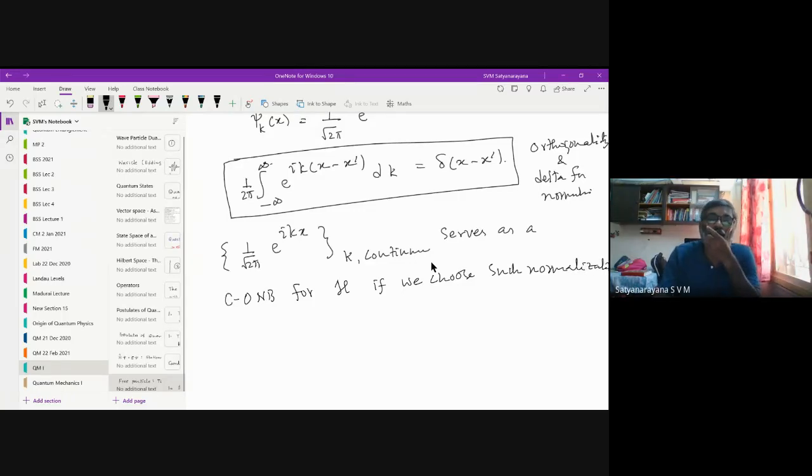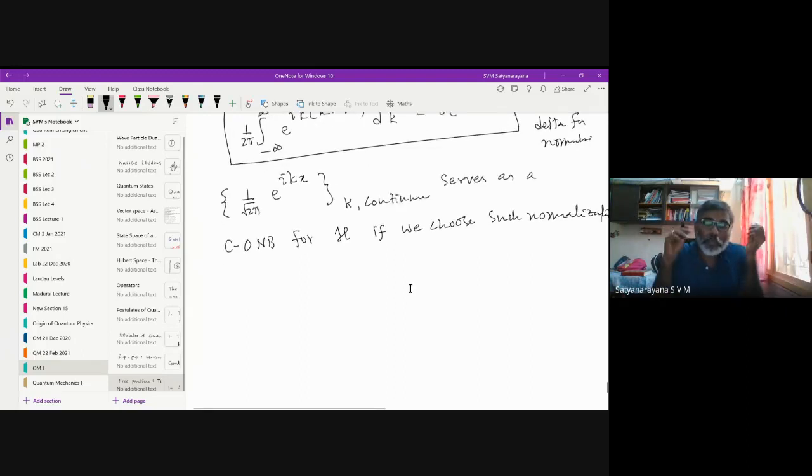Okay, if we have a coordinate basis, maybe the particle will not be having this wave function. You will have a particle whose wave function may be something else, but that can be expanded in terms of this. And this turns out to be an eigenstate of the Hamiltonian for a free particle.